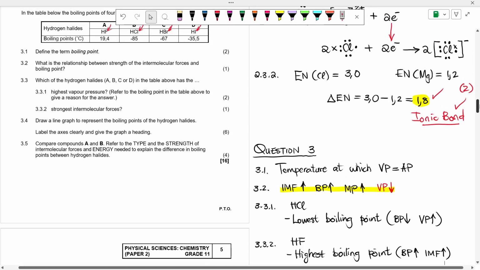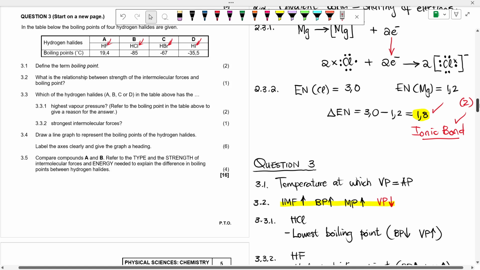3.4, draw a line graph to represent the boiling points of the hydrogen halides for 6 marks. You get a table, you need to just draw the information, and you get 6 marks for that. There are some things you need to remember so that you don't lose any mark. One of them is the heading of the table. Every table should have a heading, right?